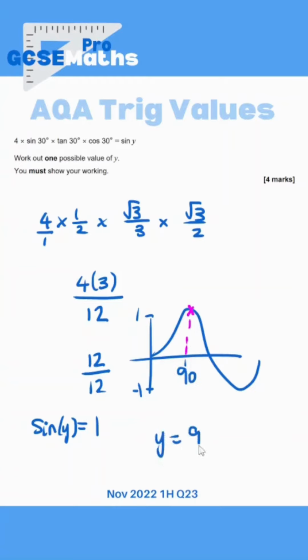So work out one possible value of y. Well, the angle is 90 degrees, isn't it? The only reason why they've said one possible value is because technically the sine graph does carry on to infinity. So if you were to go across at 1, you would find another answer here. You would also find answers in the negative region. So there are multiple angles for when sine y equals 1. They've just asked for one of those. Obviously the most obvious one is 90.